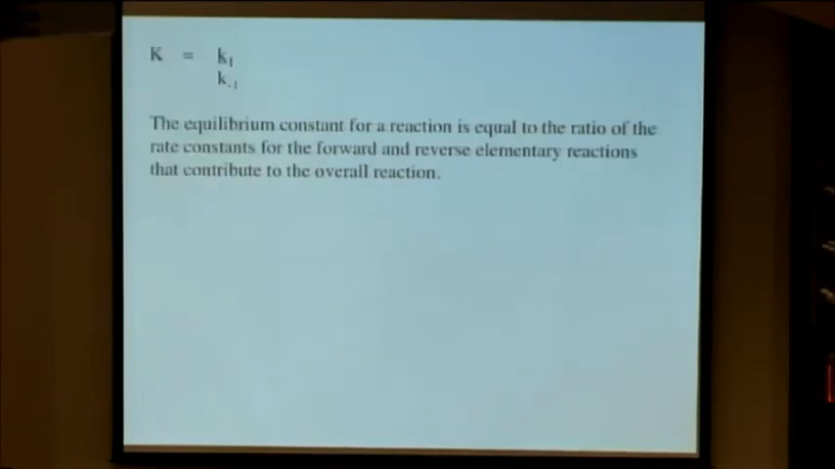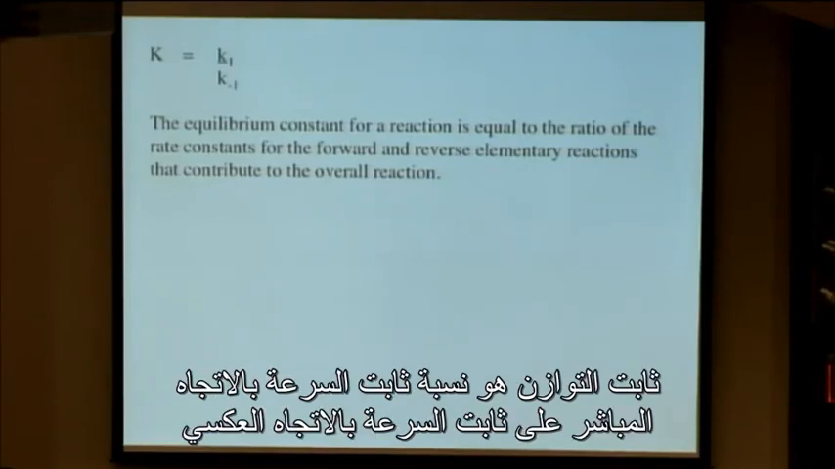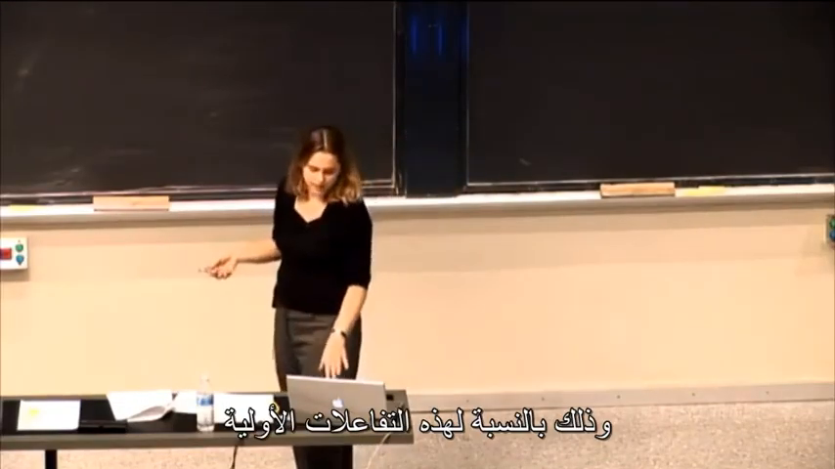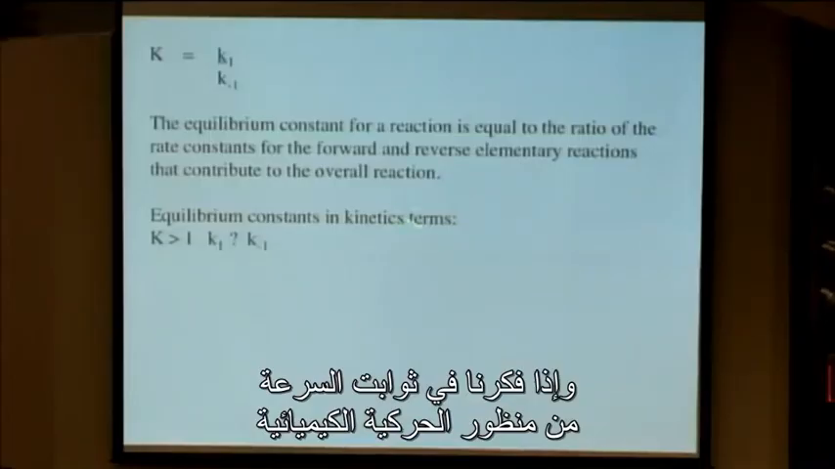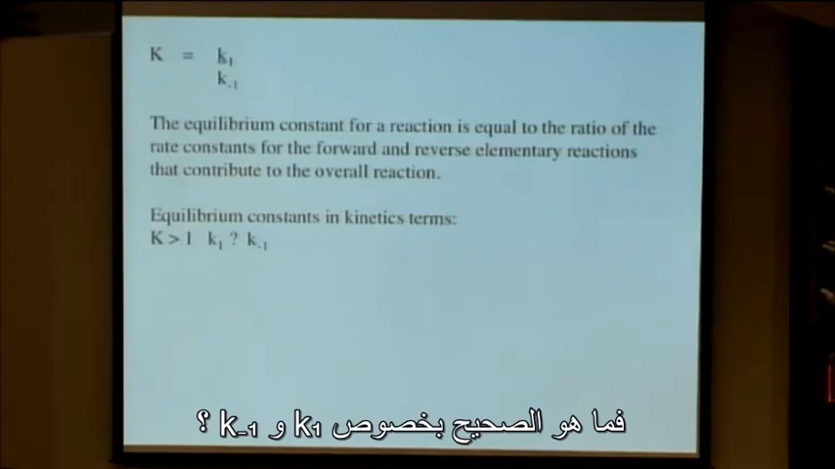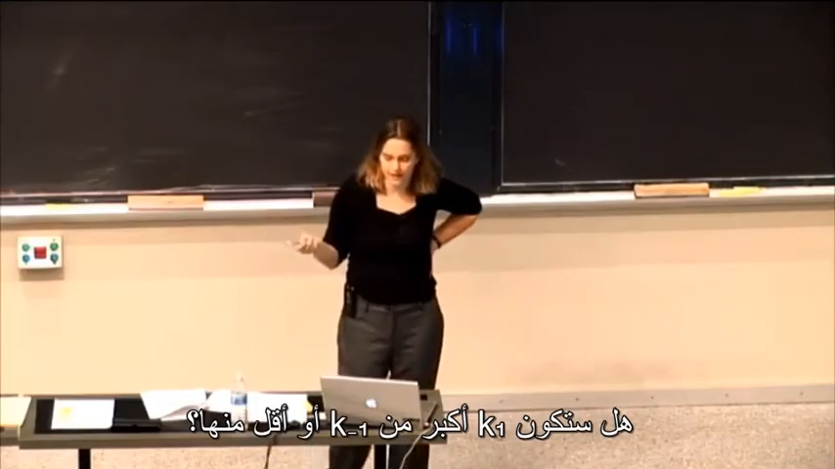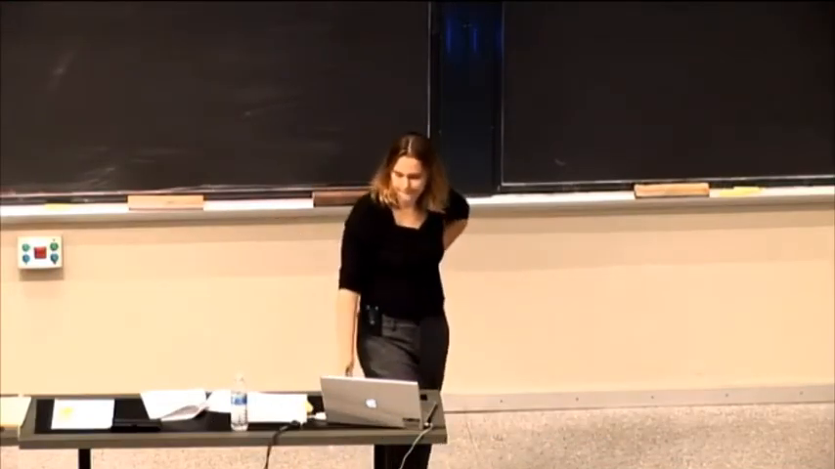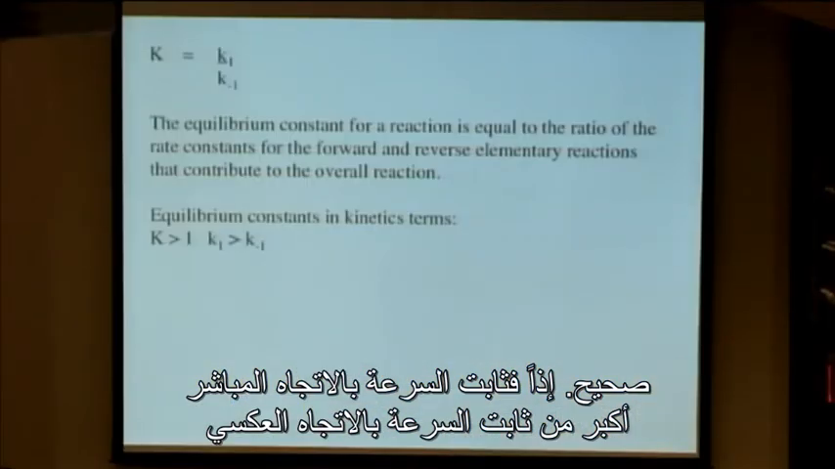So now let's think about what is true about this. So our equilibrium constant then is the ratio of the forward rate over the reverse rate for these elementary reactions. And if we think about rate constants in kinetic terms, if K is greater than 1, if there are more products than reactants at equilibrium, what's true about K1 and K minus 1? Is K1 greater than or less than K minus 1? Right. So the forward rate constant is greater than the reversed rate constant.